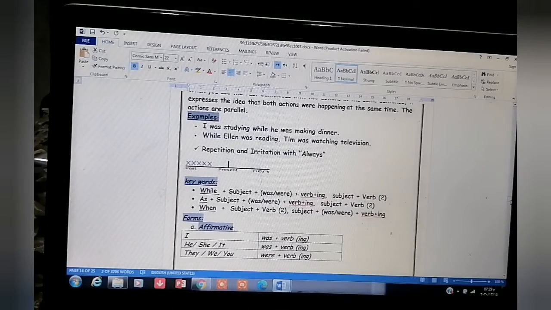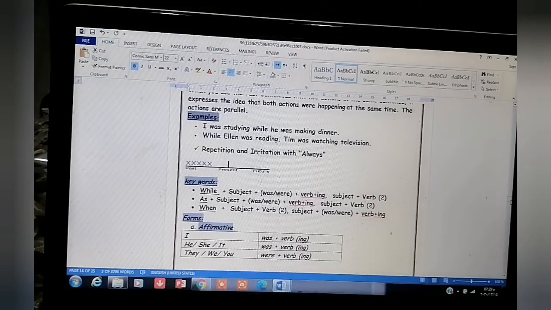for example, I was walking in the street when I saw my old friend. Now we have two actions that happened in the past. I'm talking about while and as. Two actions are happening in the past. One of them interrupted the other, okay? The long action that I mentioned before is the past continuous, the main action, and the other action that interrupted it, meaning cut it off, is the simple past, which is verb two here, okay?